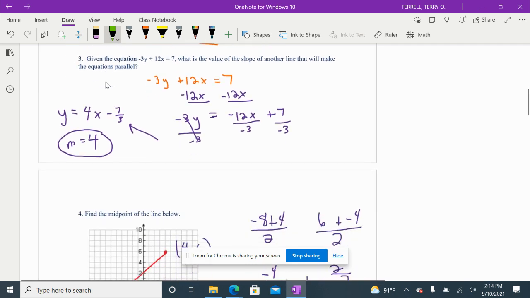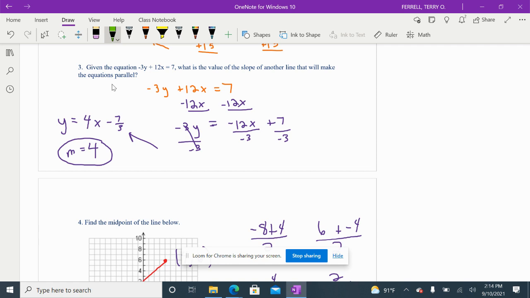All right. Number 3. Given the equation blah, what is the value of the slope? Well, if you find the slope of this line, we got to take this line and write it into y equals mx plus b form, which means we got to solve for y in order to get the slope. Well, we just solved for y. Subtract 12x on both sides. You can't combine those. They're not like terms. Divide by negative 3, positive 4x. And then leave this as negative 7/3 or 7/-3. Either one's the same thing.